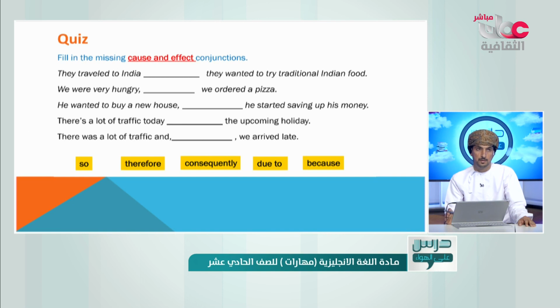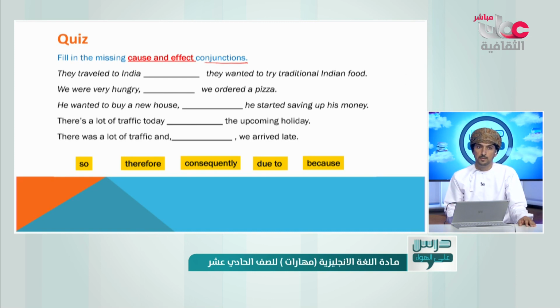Now we have this quiz. I want you to answer it together with me. Fill in the missing cause and effect conjunctions. You will find them here. We have so, therefore, consequently, due to, and because. We are going to fill in the blanks.